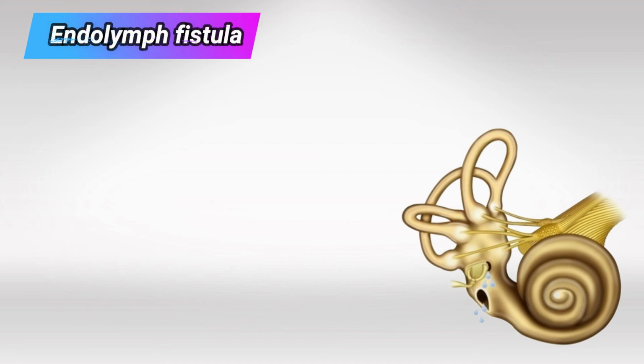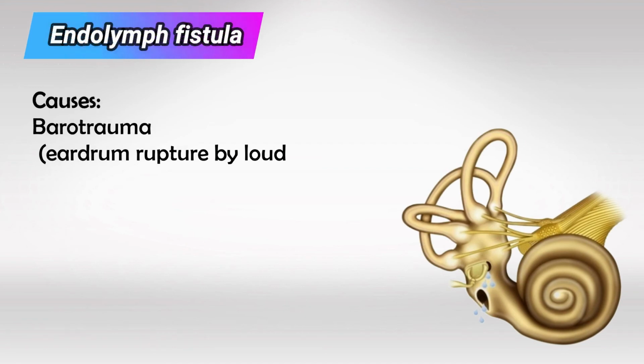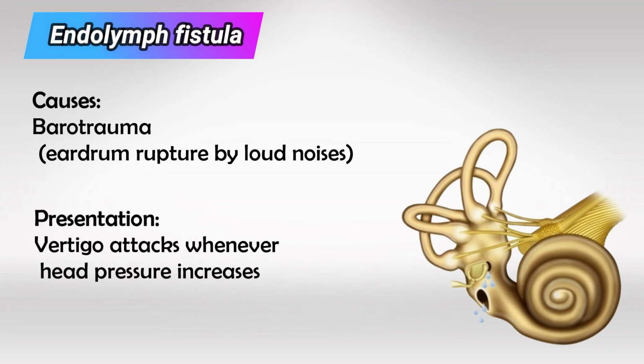Next, we have endolymph fistula, and this is caused by barotrauma. In other words, it happens if somebody had a sudden increase in pressure or sound, such as if somebody had an air horn blown right next to their ears. These patients will have vertigo attacks whenever the pressure in the head increases, for example, in sneezing or in Valsalva maneuver. The vertigo can also be triggered by loud noises, and this is called Tullio phenomenon.